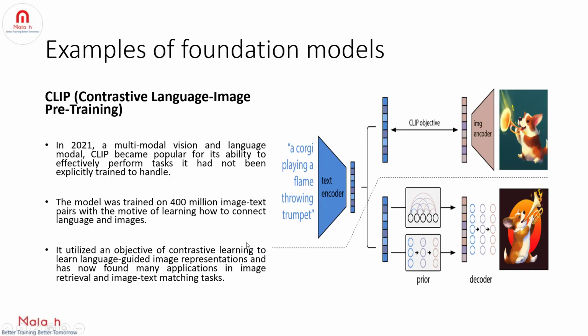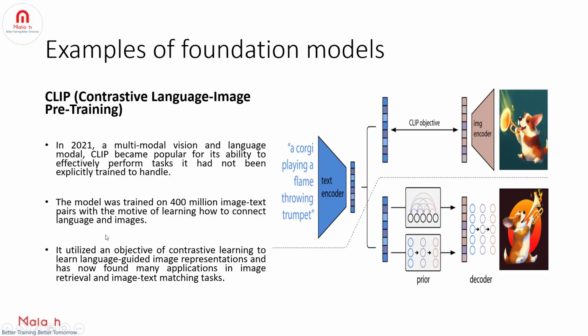And the next foundation model is CLIP, that is Contrastive Language-Image Pre-training. So in 2021, a multimodal vision and language model, right? So this is a multimodal. CLIP became popular for its ability to effectively perform tasks it had not been explicitly trained to handle, right? So if you see here, this model was trained on 400 million image-text pairs, right? So they passed both images and text with the motive of learning how to connect language and images.